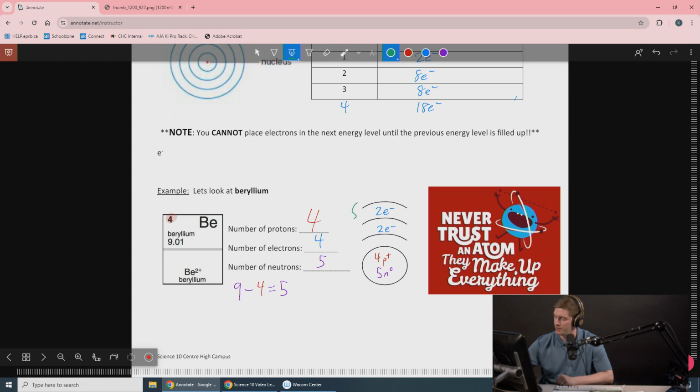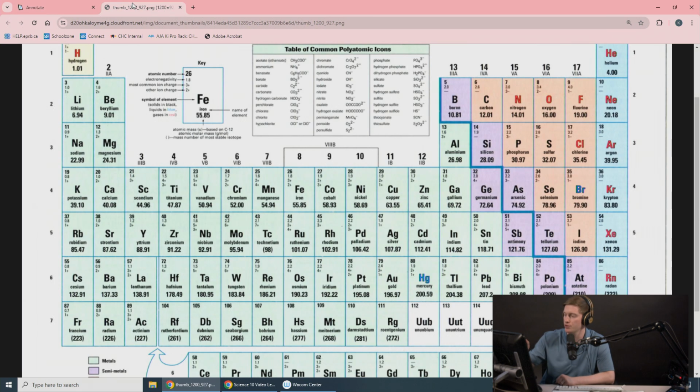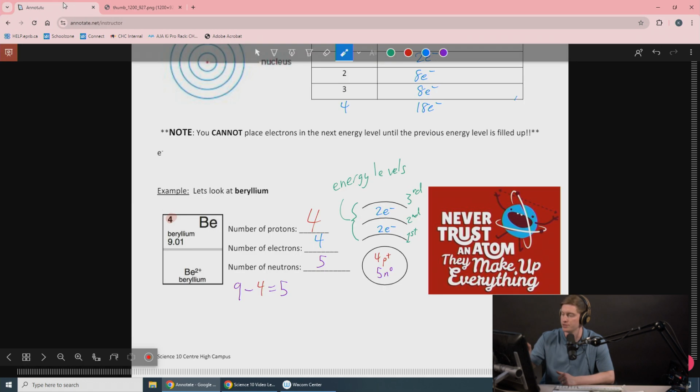I'm just going to put a label here that these are energy levels. This will be my first, this is my second, and this is my third energy level. I don't put any electrons in the third energy level for beryllium because I haven't filled up the second yet. This also makes sense because beryllium is in the second period on the periodic table, so it should only have 2 energy levels anyways.